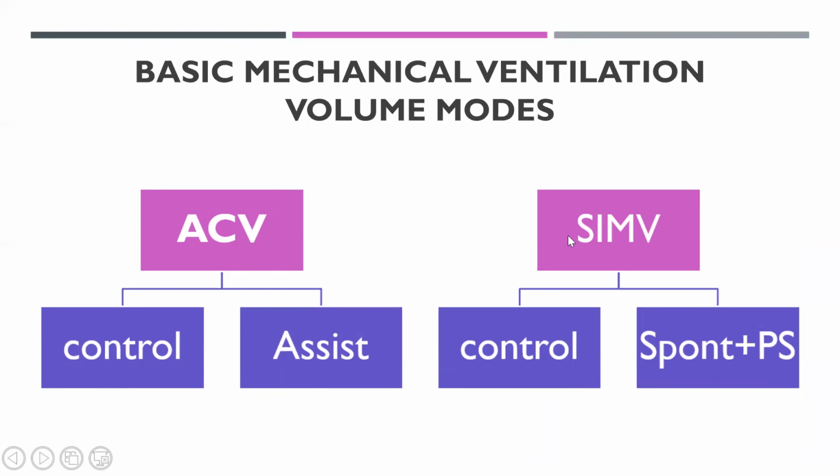And SIMV. SIMV means Synchronized Intermittent Mandatory Ventilation. It will have control and spontaneous breaths with pressure support, unlike the assist control. We will talk about the difference between these two.